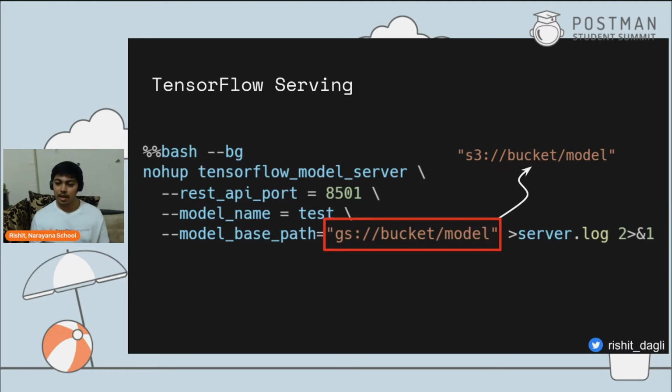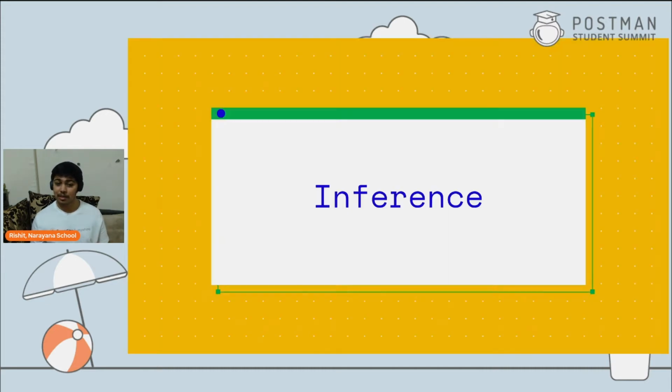So now that we have made a REST API, let's talk about how we can inference with it. And we'll talk a bit more about building this REST API, but for now, let's talk about inferencing with this REST API.